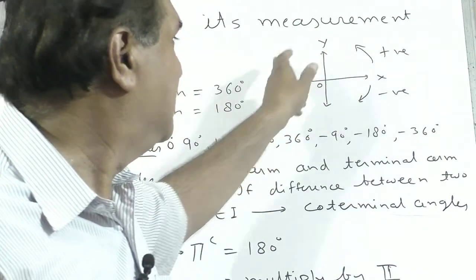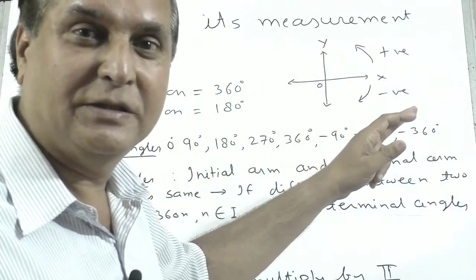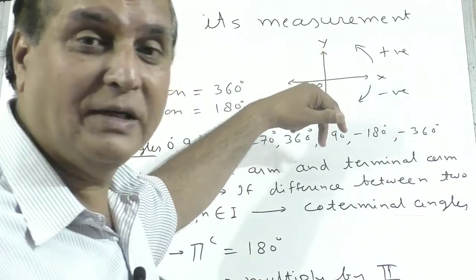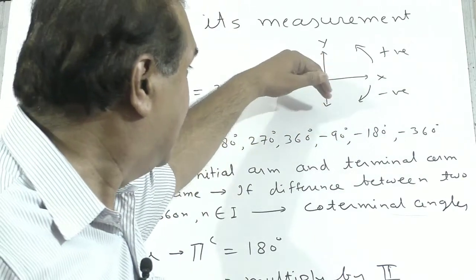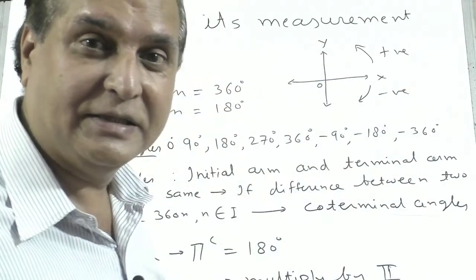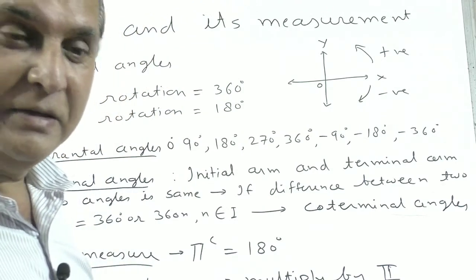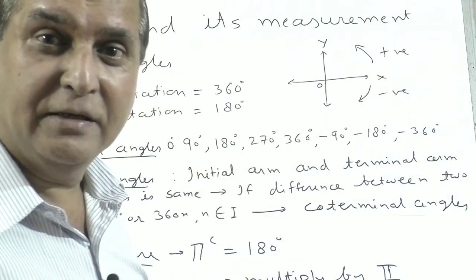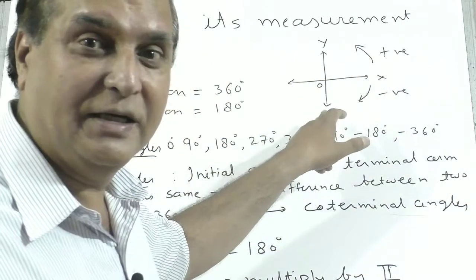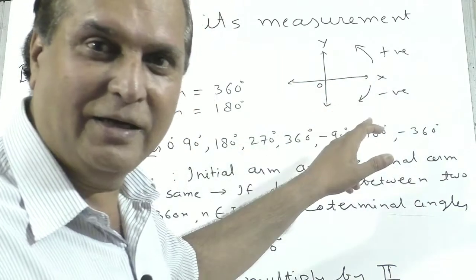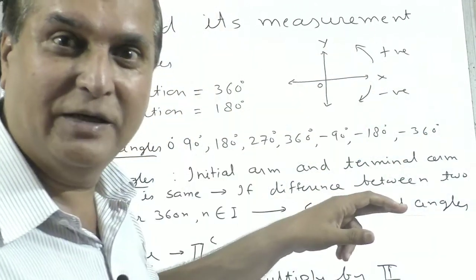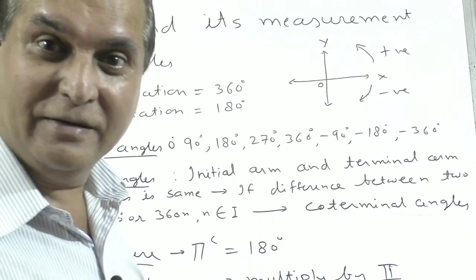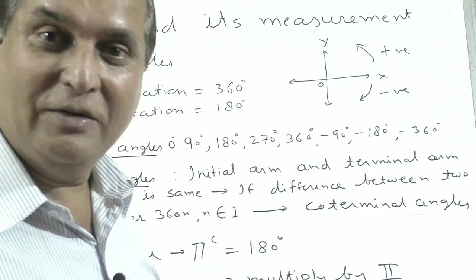This way, positive 90, positive 180, positive 270, positive 360, starting from 0. Or this way, clockwise direction is negative: minus 90, minus 180, minus 270, minus 360. So one full rotation is 360 degree. Half rotation is 180 degree. Quarter rotation is 90 degree. 2 rotations are 720 degree. 3 rotations are 1080 degree. Slowly you will understand.